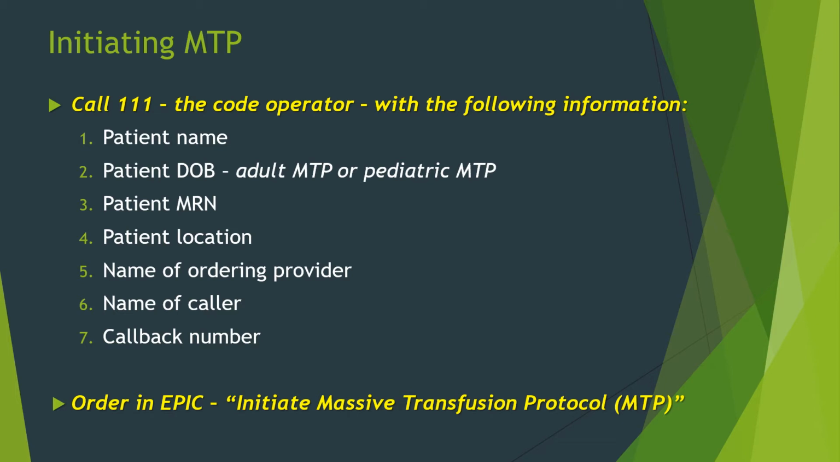As soon as you have identified that a patient will require massive transfusion protocol, it's critically important to activate the MTP team by calling 111, the code operator, with the following information: the patient's name, date of birth to indicate whether this is adult MTP or pediatric MTP, patient medical record number, the patient's location, the name of the licensed independent ordering provider, your name, and your callback number. After this has been done, it's important to verify that Initiate MTP order has been placed in Epic.